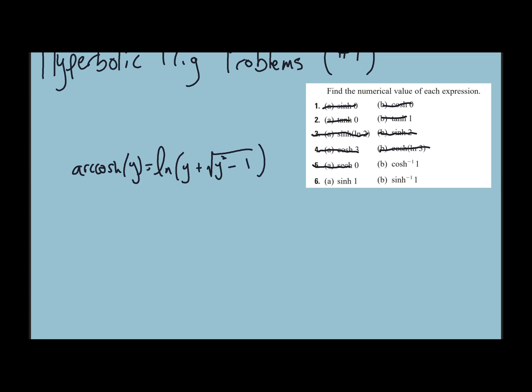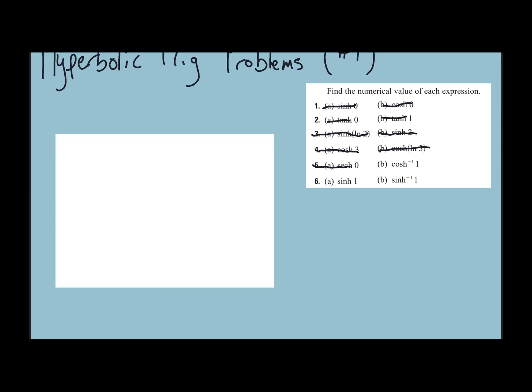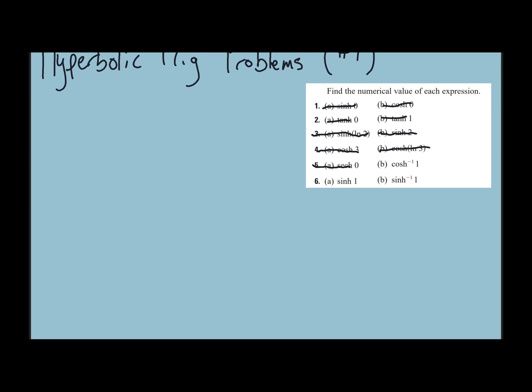Ugh. Again, why am I yawning? That's like 4 in a row. ln of 1 plus the square root of 1 squared minus 1. So that's going to be gone. Natural log of 1 is 0. So this is going to be 0. See how it worked out nice? And all you got to do is remember that the natural log of 1 is 0.